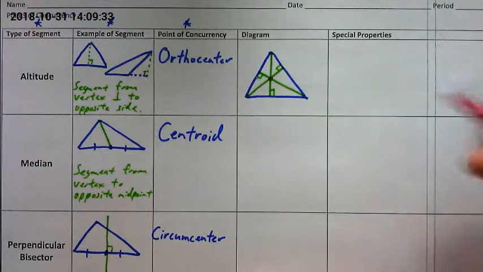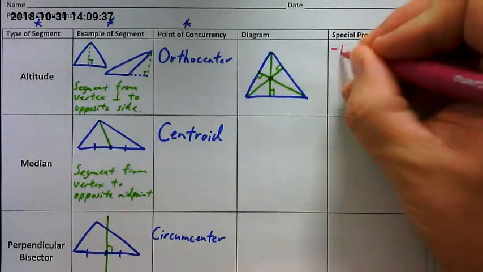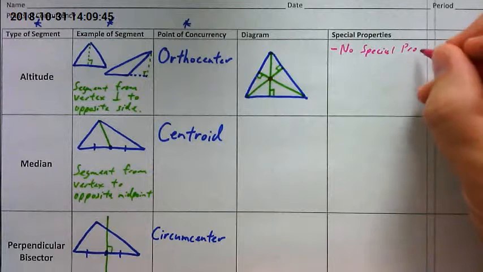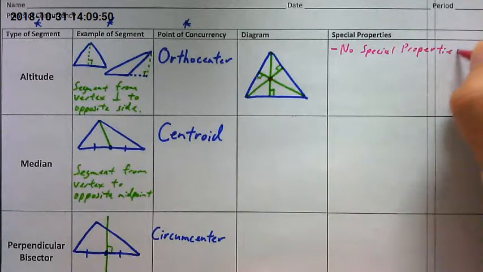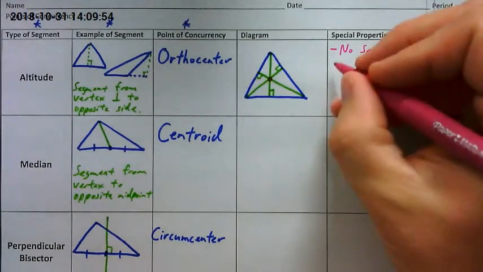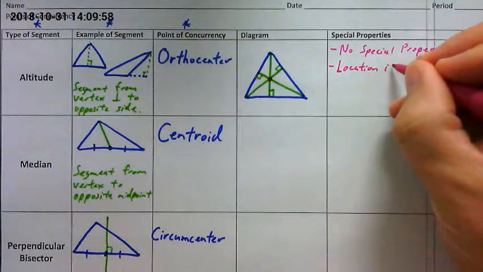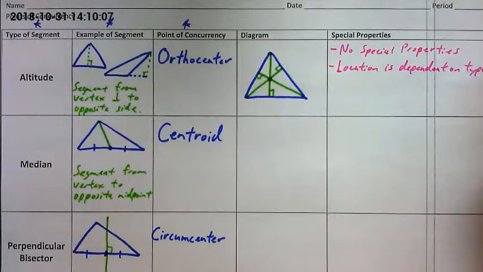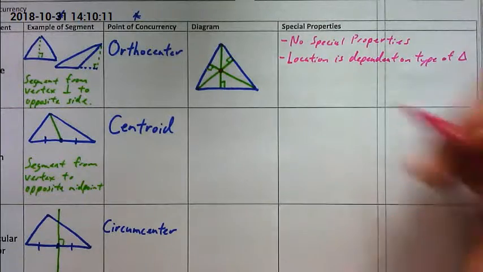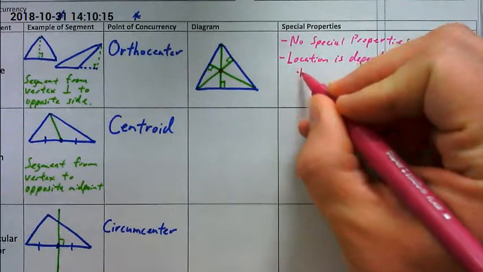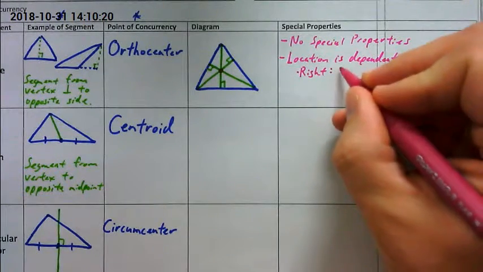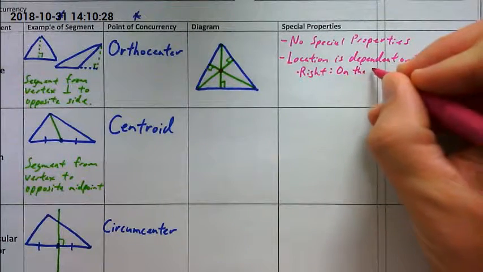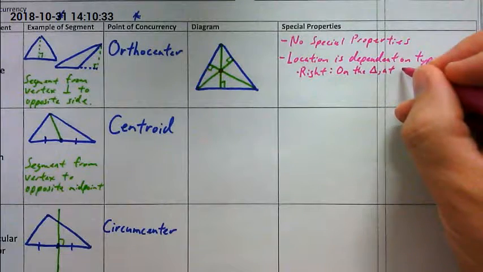So what I'd like you to do for the special properties over here: first off, there are no special properties for the orthocenter. However, the thing that you should know is the location is dependent on the type of triangle. So if it is a right triangle, it's going to be on the triangle at the right angle.